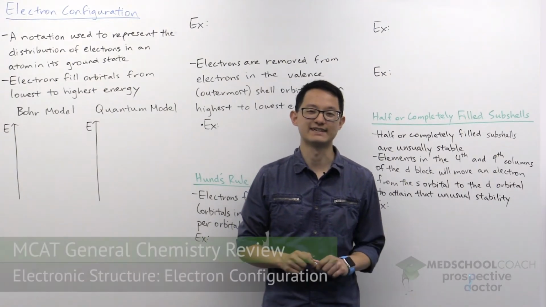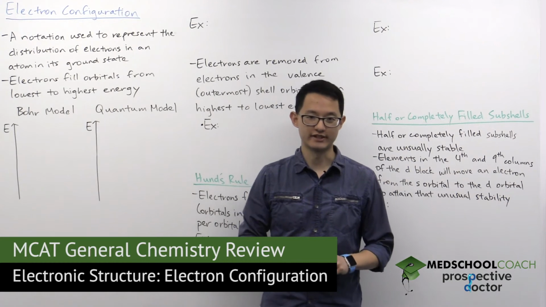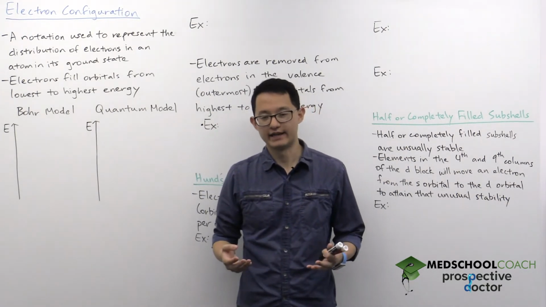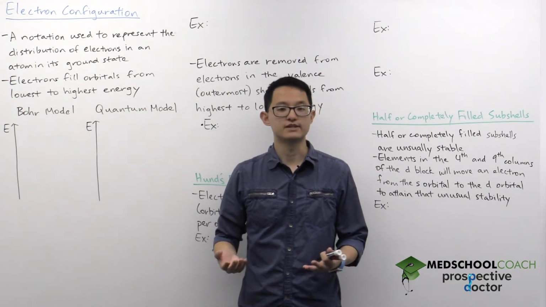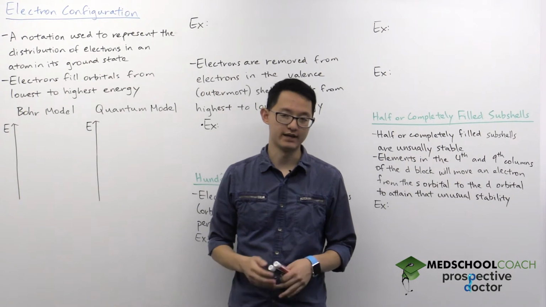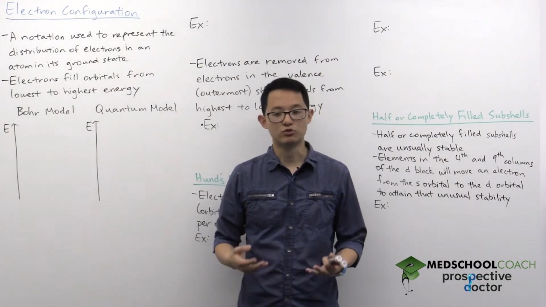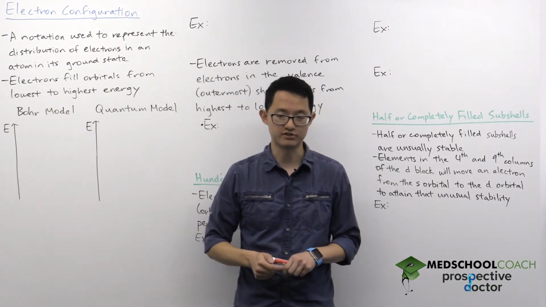Okay, so now that we've discussed the quantum model of an atom, let's talk about electron configuration. Electron configuration shows up pretty frequently in the MCAT, and they're usually in fairly straightforward questions like, what is the electron configuration of this atom? And in order to answer those questions, you need to know the rules for writing out the electron configuration, as well as a few notable exceptions.